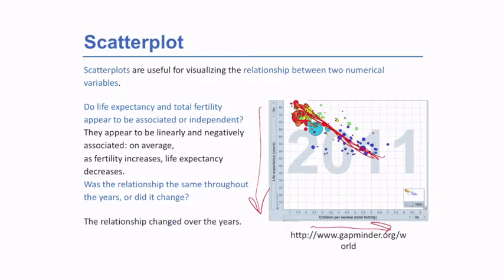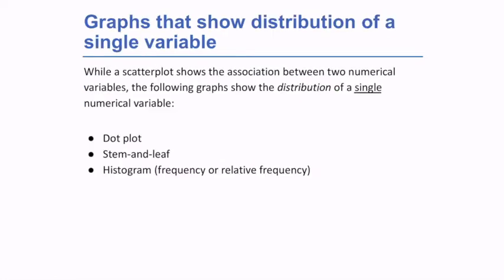I think I had to go to the website to show the relationship, which I'm not going to do right now. But if you go to this website and look at this graph, you can have it show it over different years, and all of these dots move around, and it's really cool. A scatter plot shows the association between two numerical variables.